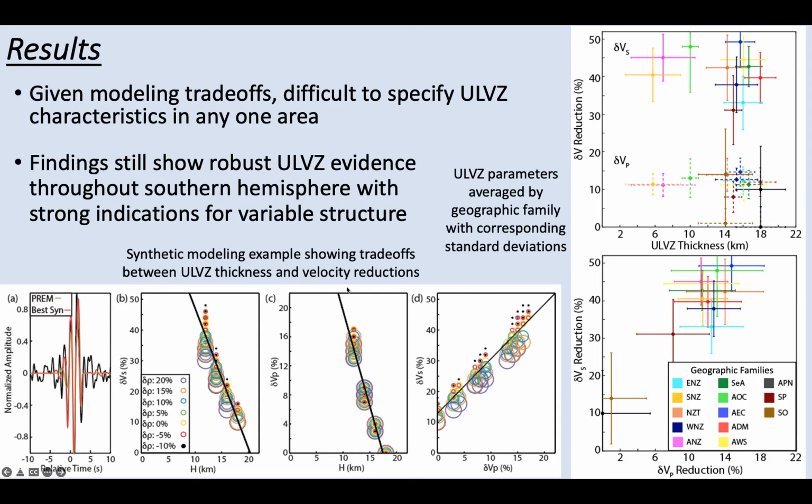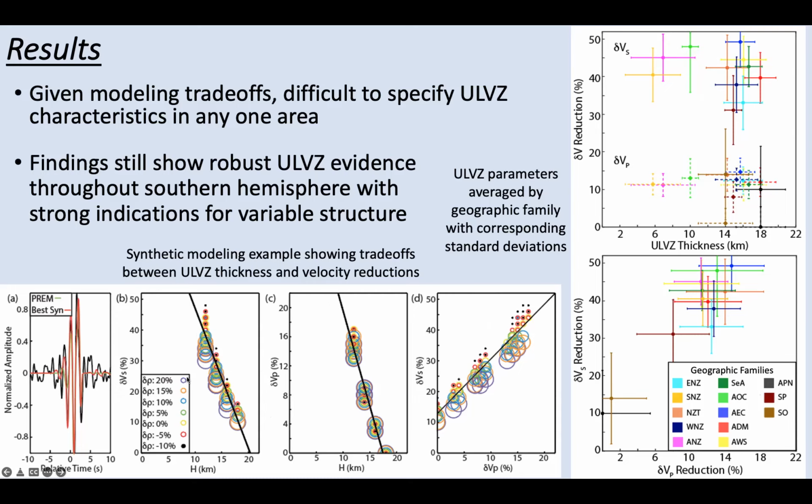Now, one thing I will mention, which is related to this bottom picture here, is that we do have trade-offs in our modeling. It's very common that a thinner, more anomalous ULVZ is going to fit your data equally well as a thicker, less anomalous ULVZ. And you can see that in the scatter plots in panels B through D here. These are the same as I showed you before. I've just separated out the dots based on their change in density values.